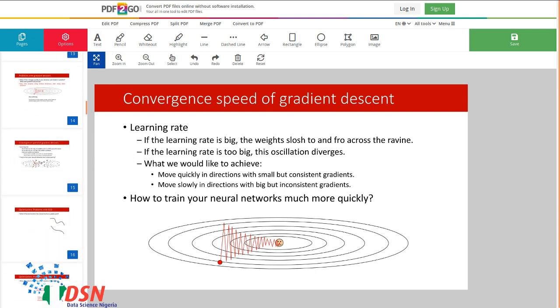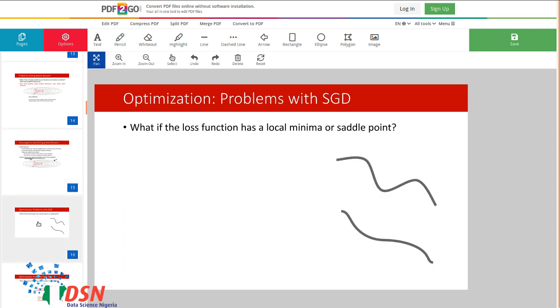So the question is, is there any way to train the neural network with this kind of loss function faster or more quickly? We will see that we could make some changes in the gradient descent algorithm to train the network more quickly. Okay, so this is the first problem of neural networks. The second problem is saddle points or local minima.